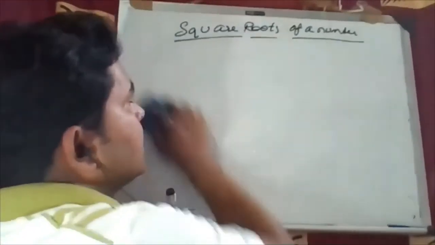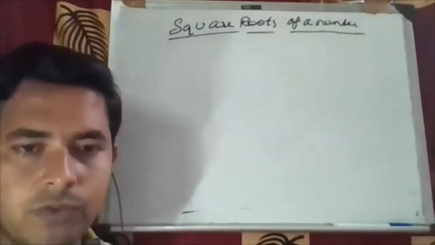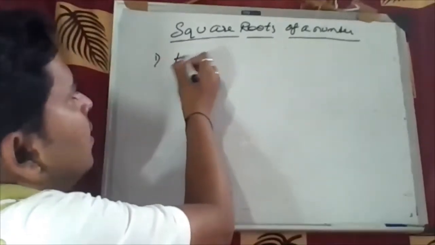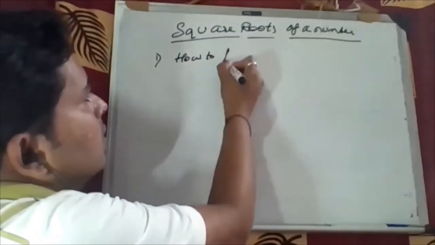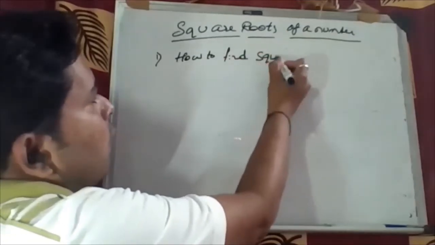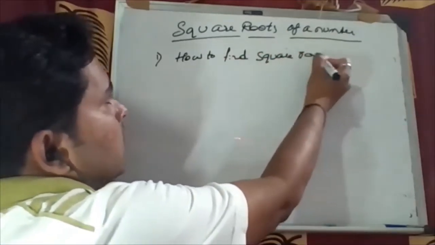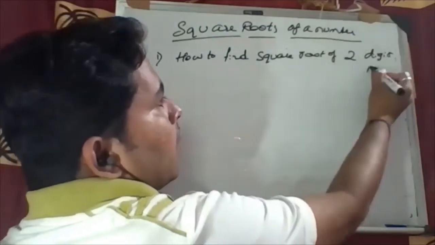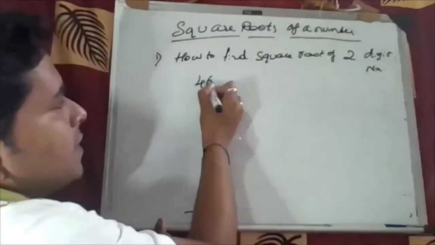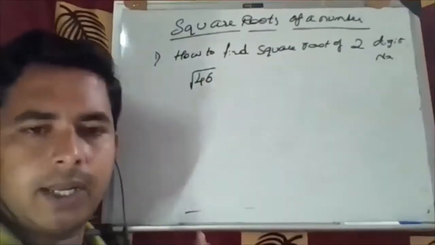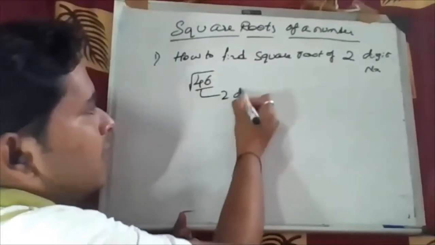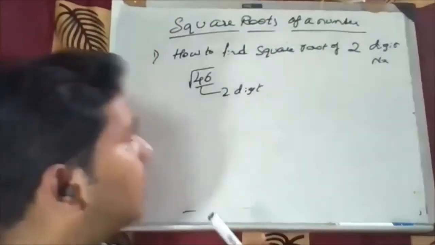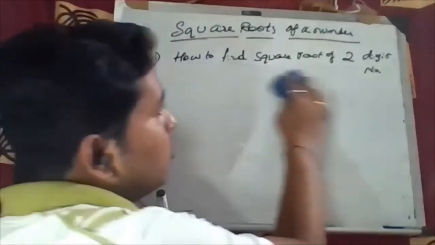And here, as I said in the starting, to find the square root of a number, we divide the digits. Suppose, how to find the square root of a 2-digit number. A 2-digit number means, for example 46 is given, how do we find its square root. So this 46 is a 2-digit number. This has one set of rules, because we are finding the square root of a 2-digit number.